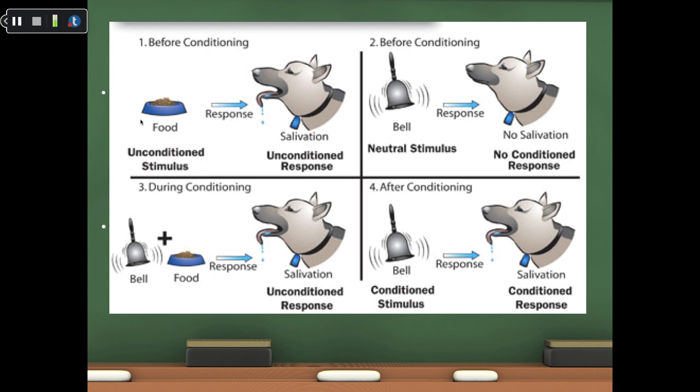Salivating to food, again, here, is a natural response to the food, right? After conditioning, the bell becomes a conditioned stimulus. It is a learned stimulus. And salivation to the bell is the learned response. In all of these relationships, the conditioned response and the unconditioned response should be the same.